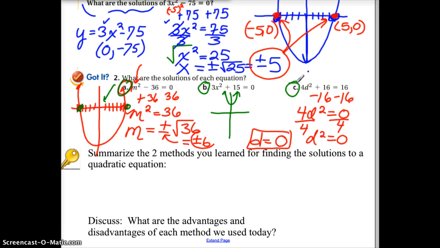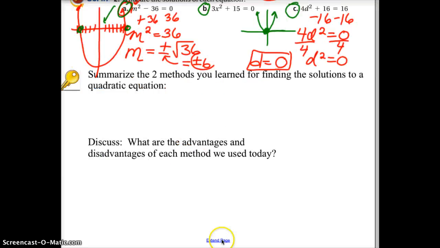It's possible to have one solution, like on letter C. And what does that mean? That means that the parabola actually hits the x-axis at its vertex. So on this one it'd be 0, 0 if you were to go graph it on your graphing calculator. So keep your eye out for one solution, two solutions, or no solutions.